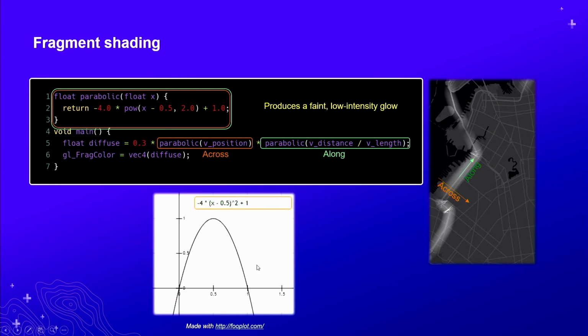So the first contribution to the intensity of a polyline is given by a faint low-intensity glow that is shaped using an inverse parabolic function. This function is responsible for an intensity field which is maximum at the center of a mesh, and it's fainter at the edges, so at the beginning and at the end of the polyline, as well as close to the left and right bank of the polyline.